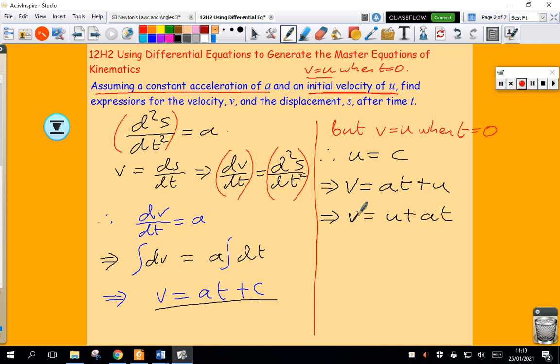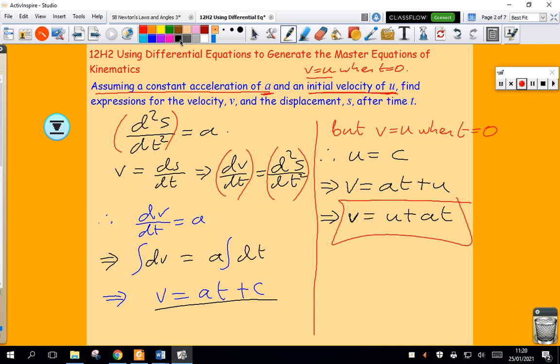And that's my first master equation. We've spoken about that before. v is equal to u plus at. So that's useful. If we know the acceleration is constant, of course, and if we know the initial velocity, well then the final velocity is going to be the initial velocity plus the acceleration by however much time has passed. But it depends entirely on acceleration being constant. Okay. So that's my first master equation.